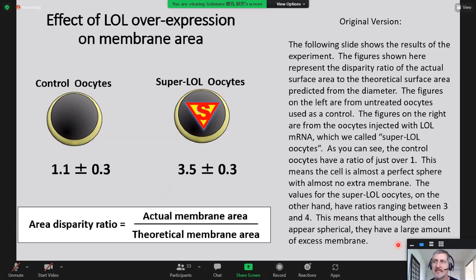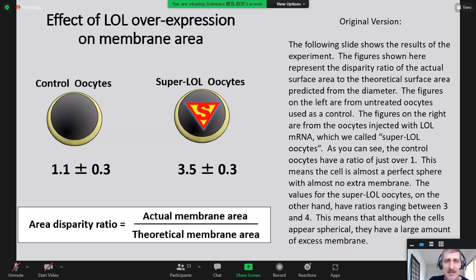And finally, this means that although the cells appear spherical, they have a large amount of excess membrane. So the very last words we hear, they have a large amount of excess membrane. This is our main idea. This is the main message. That this procedure was indeed successful. Sorry, my voice is going. So the whole goal of this experiment was to achieve more membrane. And so we get that answer at the very end. It's very difficult to catch.